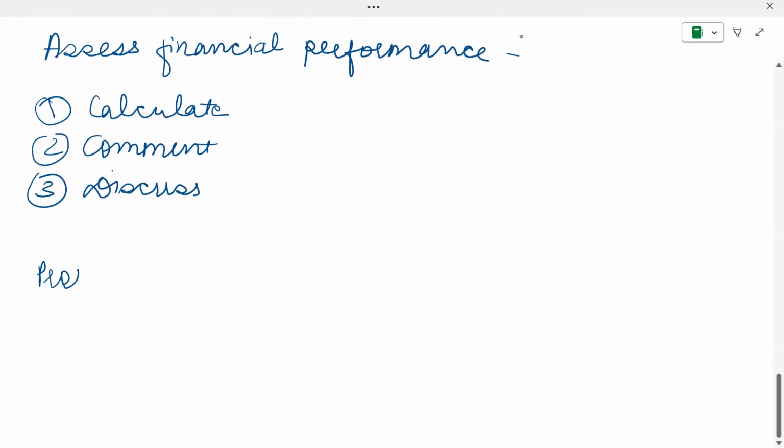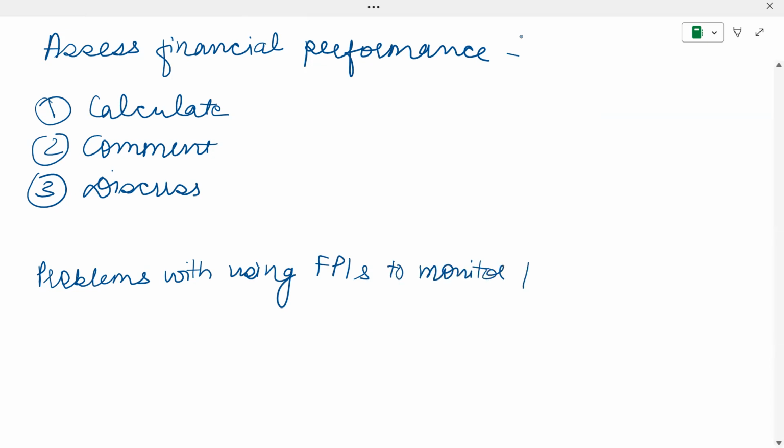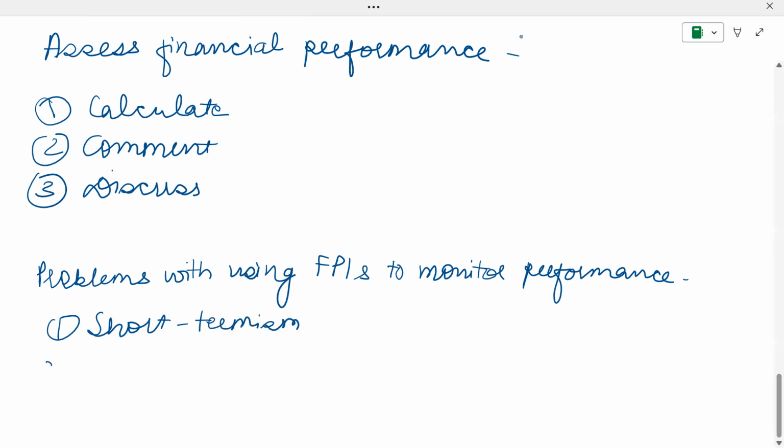So problems with using FPIs to monitor performance. Number one problem is that short-termism is promoted. When you're only looking at the numbers and not the quality, you are promoting short-termism.